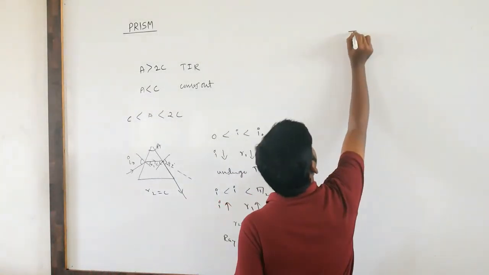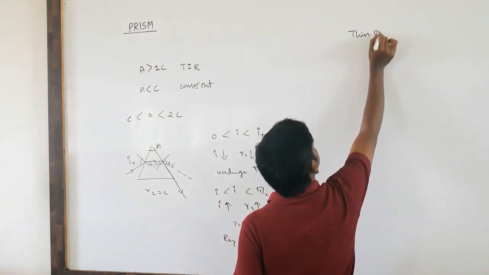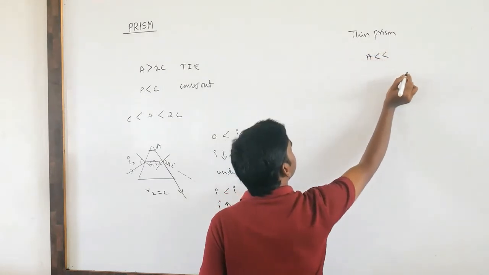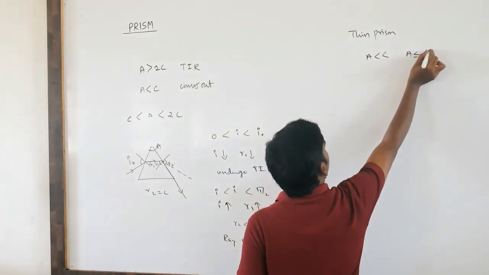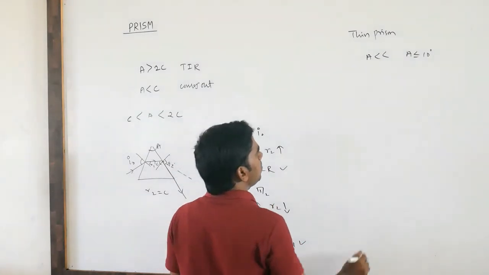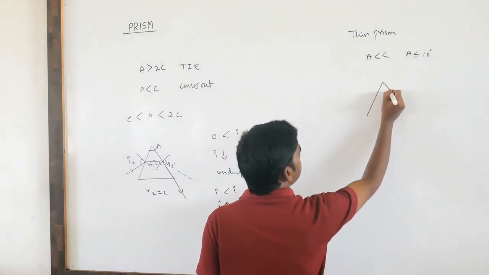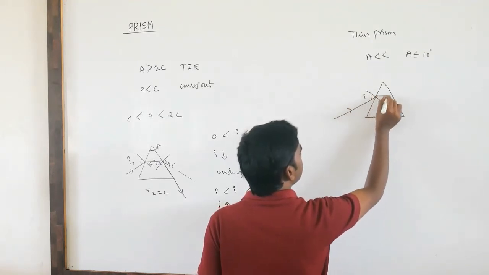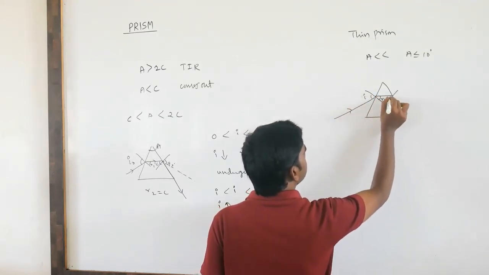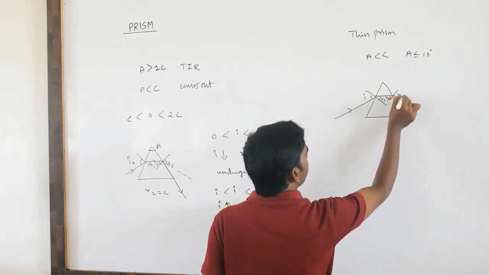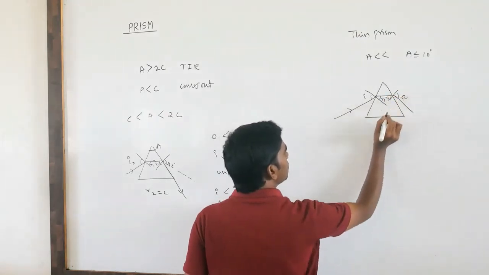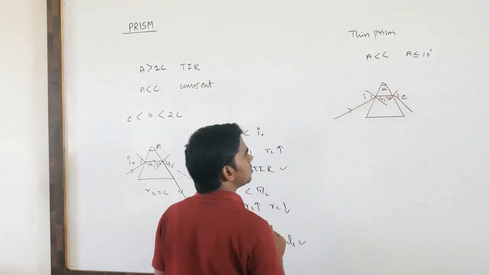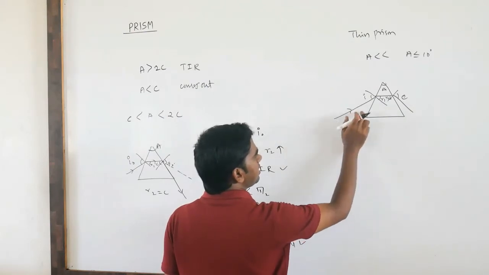So now I will talk about the thin prism. Most of the time we will take the thin prism only. For this, the angle of prism A is very small, less than or equal to 10 degrees, you can say. For the thin prism, this is the angle of incidence I, this is R1, this is R2, and this is the angle of emergence E. If A is small, then E and I are also small. So apply Snell's law here.